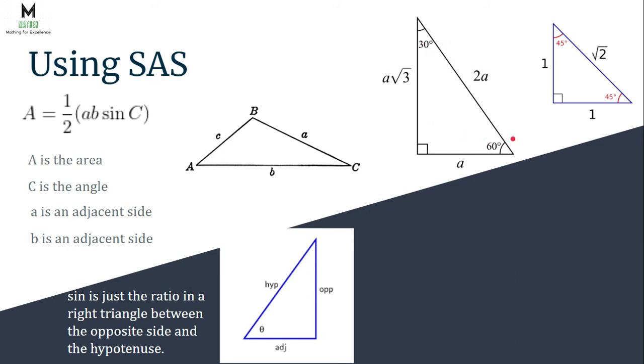Similarly, if we try to find sine of 60, we take the opposite side and divide it by 2a. So it'd be a root 3 over 2a, which would give us root 3 over 2. And just like that, sine 60 is root 3 over 2. Same thing we could do with this 45 angle here. If we want to take sine of this 45, we would take the opposite, which is 1, and divide it by root 2. So sine of 45 is 1 over root 2.